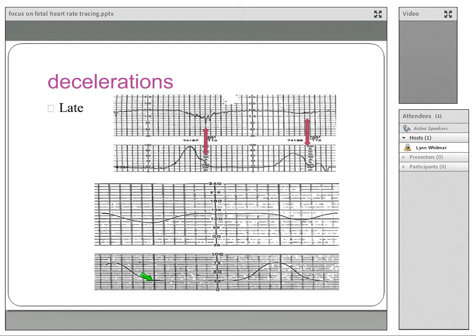In addition to that, we have the absent variability. There is no beat-to-beat change here. And with no beat-to-beat change, this baby is in very serious trouble. This baby will die if we do not intervene and get him out quickly. And in addition to that, I do not know how much cerebral effect there has been with this type of tracing. So we need to respond to this tracing quickly.